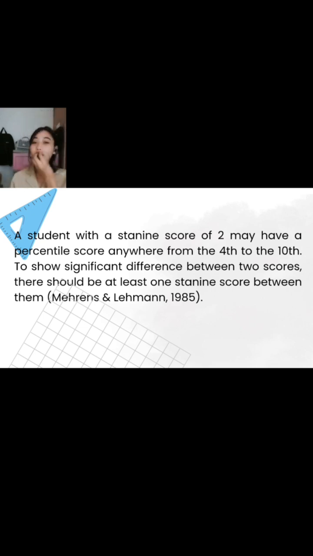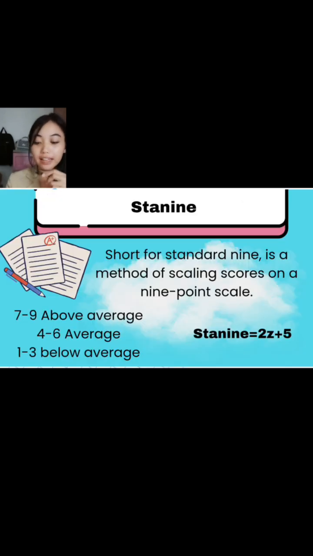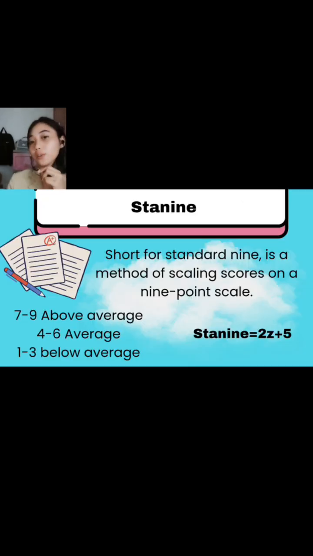So, what is Stan 9? Stan 9 is short for Standard 9. It is a method of scaling scores on a 9-point scale. So, Stan 9 is a 9-point grading scale ranging from 1 to 9. Unlike z-score and t-score, the mean of Stan 9 is 5 and the standard deviation is 2. So below is the formula of Stan 9.